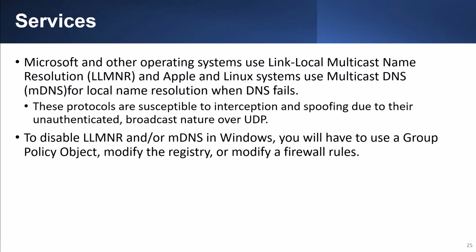Microsoft and other operating systems use Link-Local Multicast Name Resolution, or LLMNR, and Apple and Linux systems use Multicast DNS, or mDNS, for local name resolution when DNS fails. These protocols are susceptible to interception and spoofing due to their unauthenticated broadcast nature over UDP. To disable LLMNR and/or mDNS in Windows, you will have to use Group Policy Objects, or GPOs, modify the registry, or modify a firewall rule.